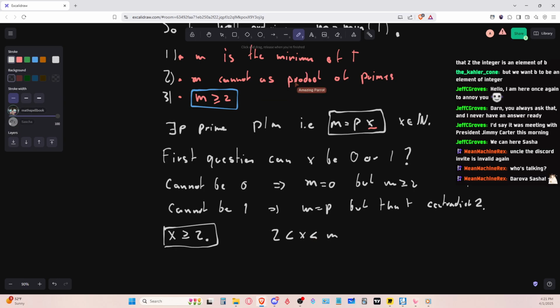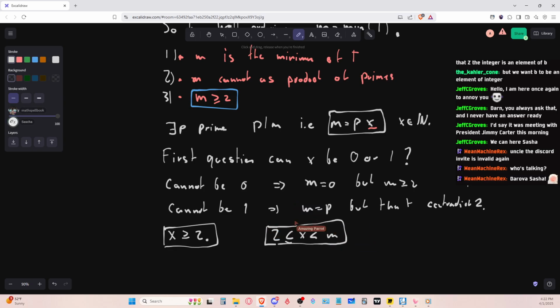Okay. Then 2 is less than or equal to x, and x is less than m. This is not very bad if we put the equal sign, because we can have at least one prime number. We don't have to worry too much, but this would be enough for our purpose.